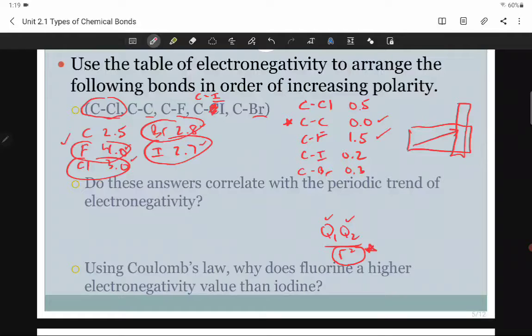Okay, iodine, really, really large atom, so its R value is going to be tremendous compared to fluorine. So its Coulombic attraction is going to be lesser, and that's why it has a value of 2.7 as opposed to fluorine has a 4.0.